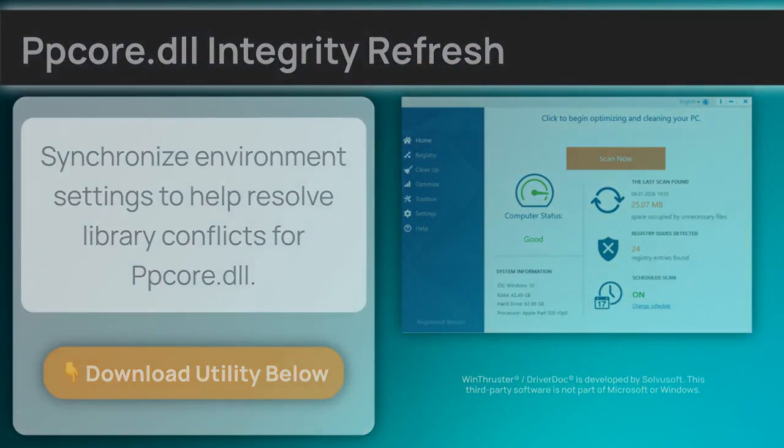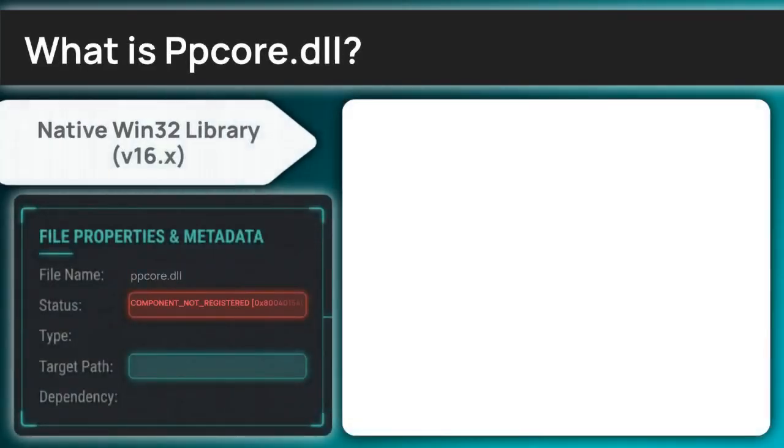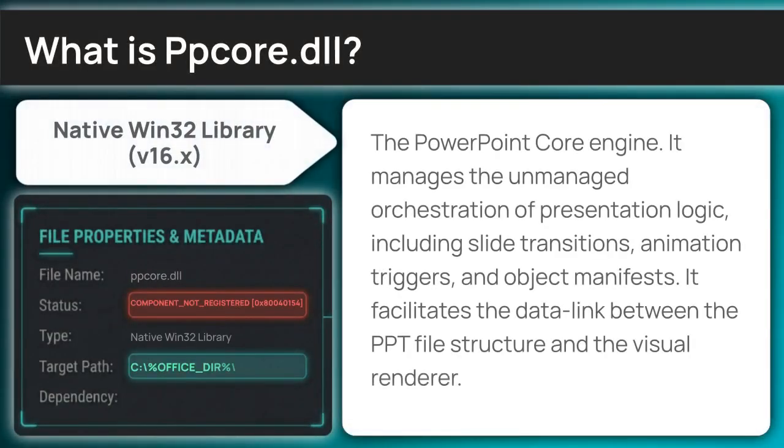This is the Ppcore Library, the PowerPoint core engine. It manages the unmanaged orchestration of presentation logic, including slide transitions, animation triggers, and object manifests. It facilitates the data link between the PPT file structure and the visual renderer.